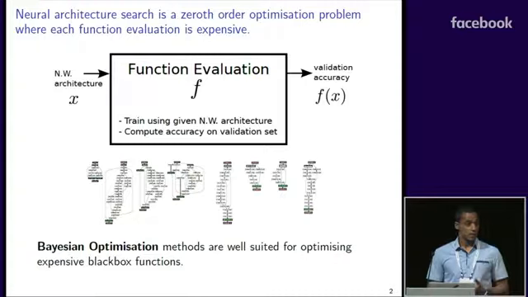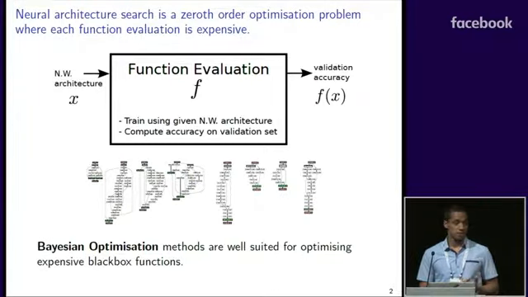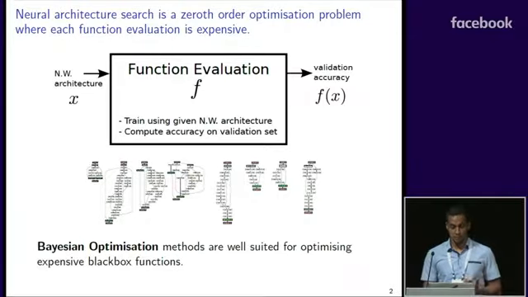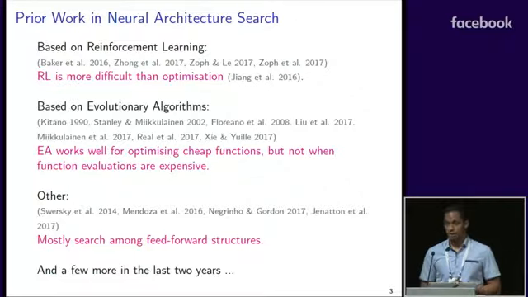And some of you might know that Bayesian optimization methods are well suited for exactly these kinds of problems, that is, these expensive black box optimization problems. And what we want to do in this work is develop a Bayesian optimization framework for neural architecture search. Prior work on architecture search is mostly based off reinforcement learning or evolutionary algorithms, and these methods, unlike Bayesian optimization, are not particularly well suited for expensive function evaluations.